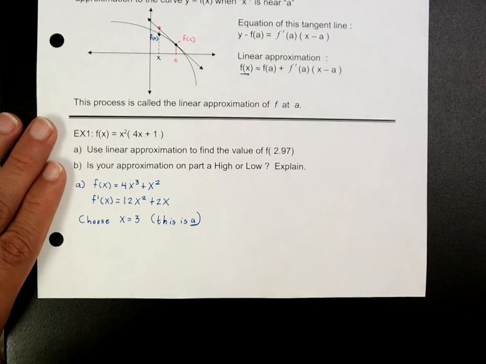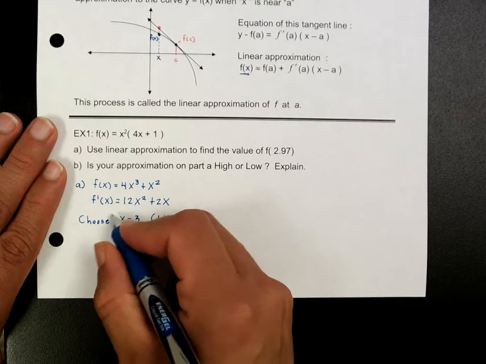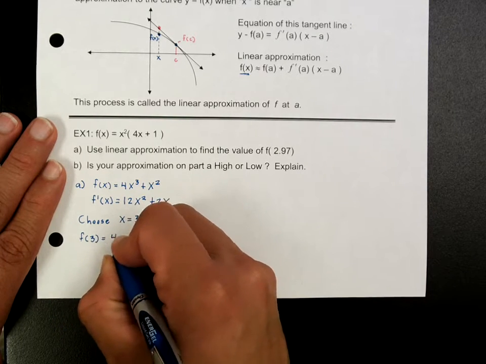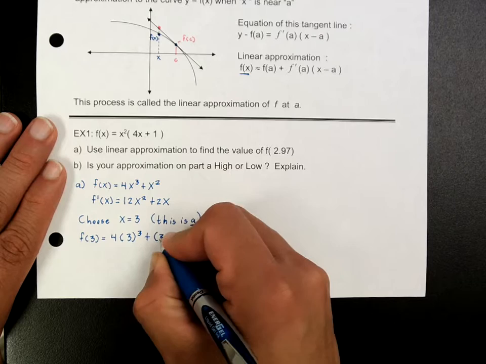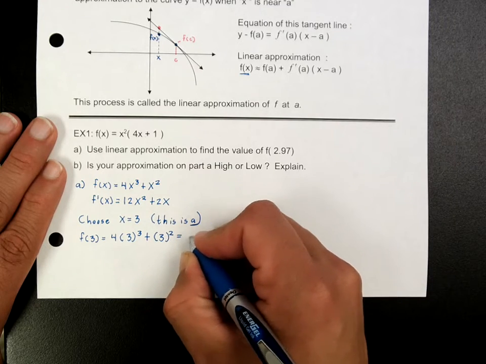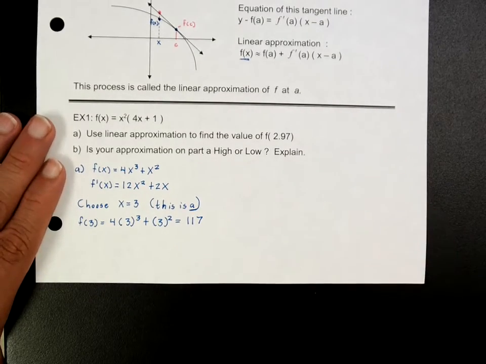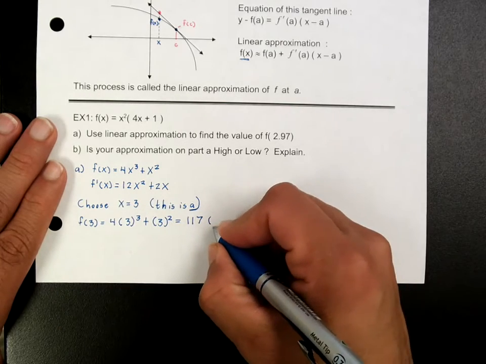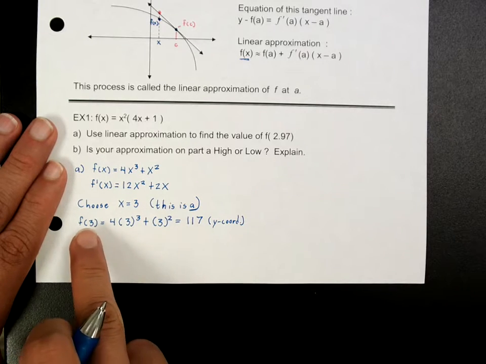Remember, to find the equation of the line, you need to figure out the y coordinate. So I'm going to go with f of 3 and plug that in to figure out the y coordinate. So we got 4 times 3 cubed plus 3 squared, and that turns out to be 117. If you have to use a calculator, use it, it's fine for this simple arithmetic. This is my y coordinate. So I have a point. The point is 3 and 117.